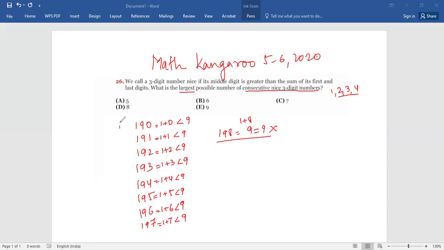So how many combinations are possible? 1, 2, 3, 4, 5, 6, 7, and 8. So the answer for this is option D, which is 8. Let's move on.